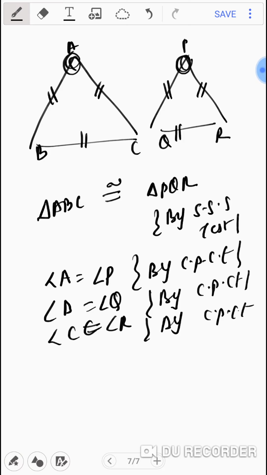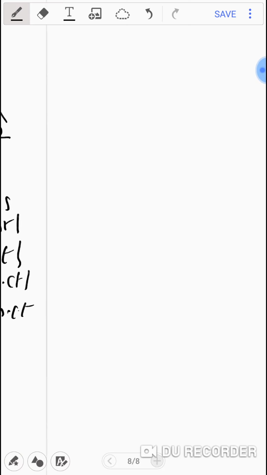Clear? Okay, then I'll teach you how to write the naming.